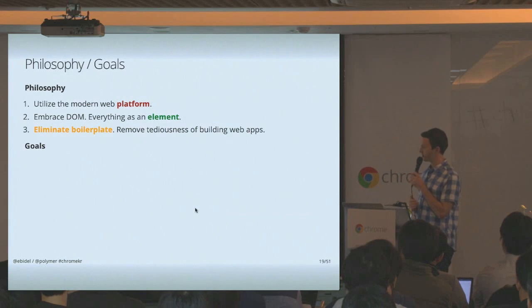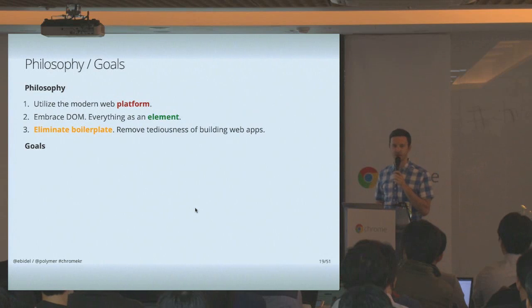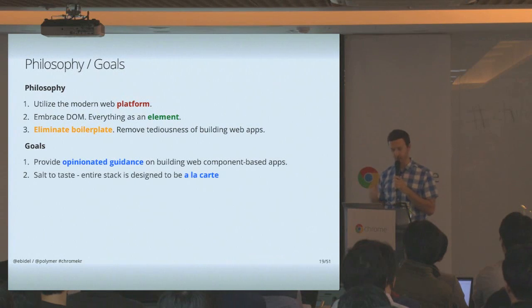And the last one is eliminate boilerplate. Who likes to write a bunch of code over and over and over again? I should put my hand down because I hate that. And we do too on Polymer. We want to make your lives easier. Nobody's going to use web components if you have to write 1,000 lines of code just to get one component done. So we want to be opinionated.